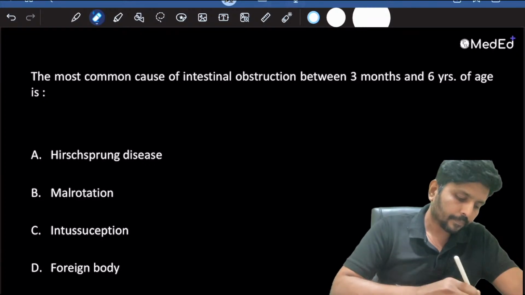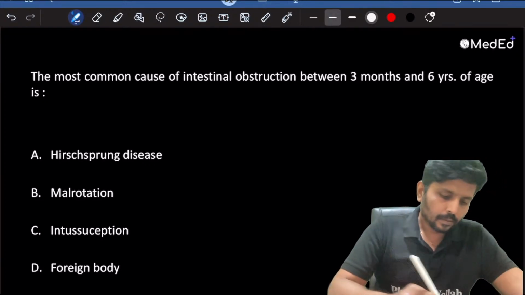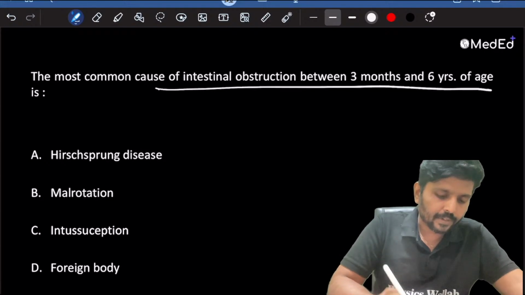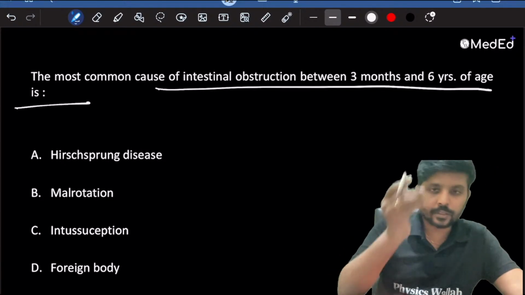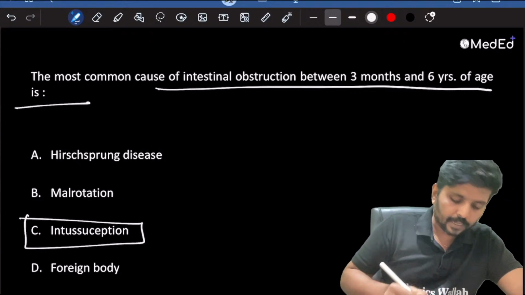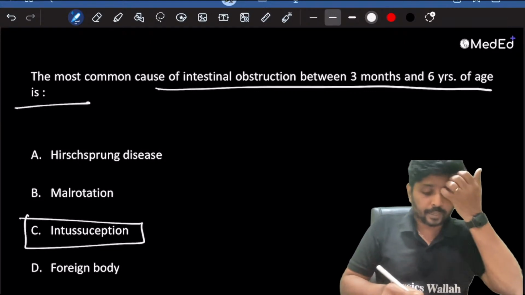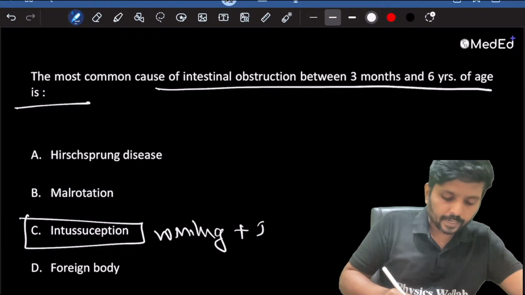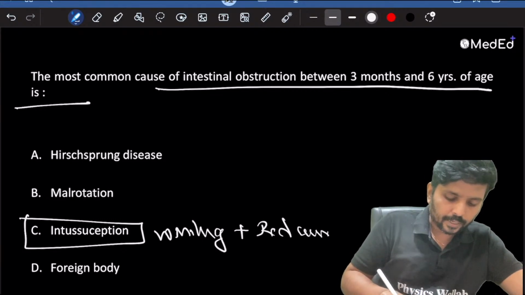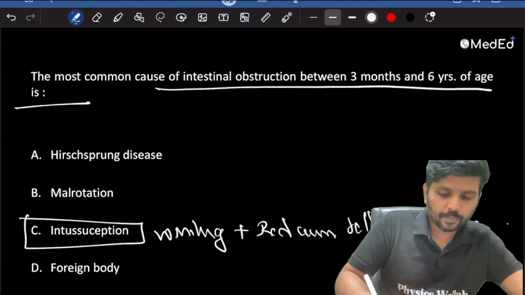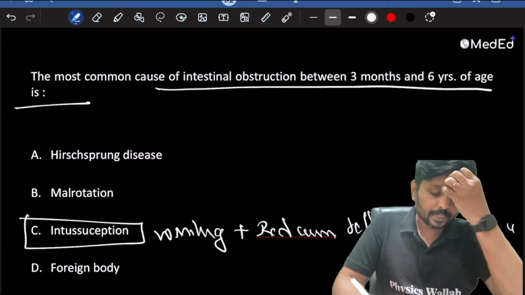Then, the most common cause for intestinal obstruction between 3 months to 6 years is, remember, intussusception. Any child with vomiting and recurrent jelly stools, along with a sausage-shaped mass in the abdomen, is intussusception.